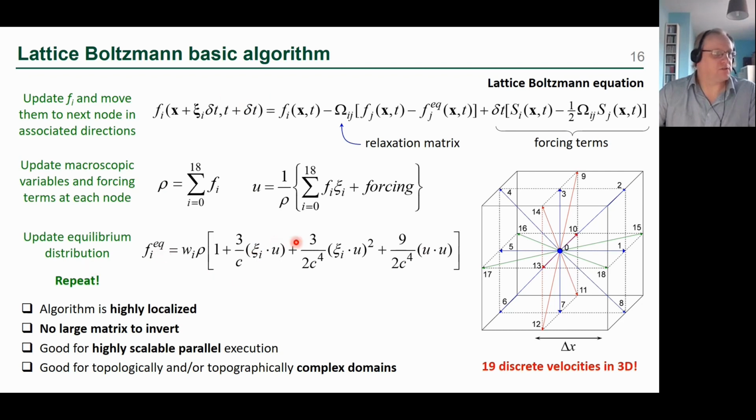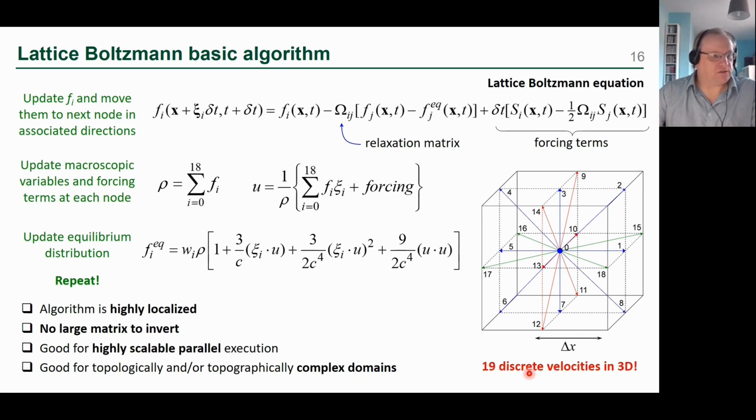So it's a very simple algorithm. It's the physics behind it which is more complex, and the algorithm itself is quite straightforward. It's also highly localized because we're only really exchanging information between one node and its nearest neighbors. So there's no large matrix to invert, as in normal CFD, which makes it very good for parallelization.